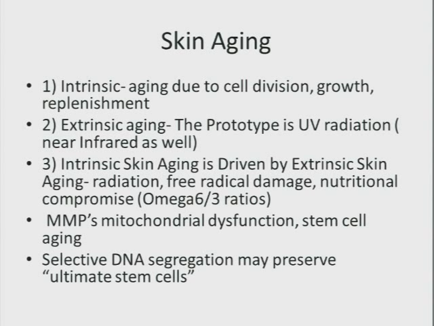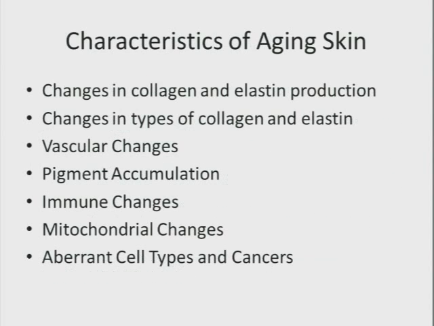MMPs, matrix metalloproteinases, you've been hearing about these off and on in the circumstances of aging, diabetes, and cancer. We see these elevate in aging skin. And then stem cell aging. Just a comment that I made earlier, I'll reiterate, that some stem cells appear to stay in the niche forever. Unless you're that poor Dutch lady, and then you only have a couple of them.